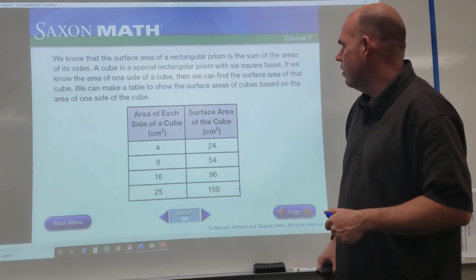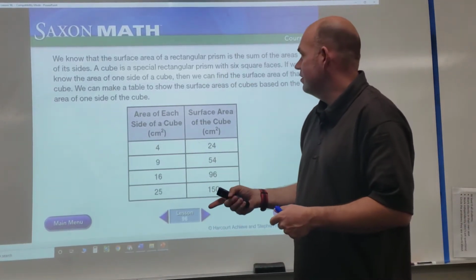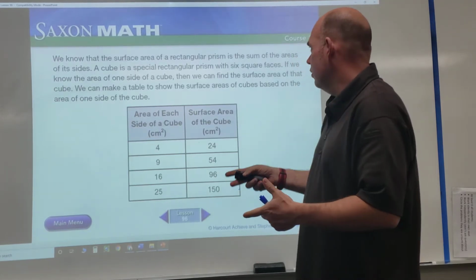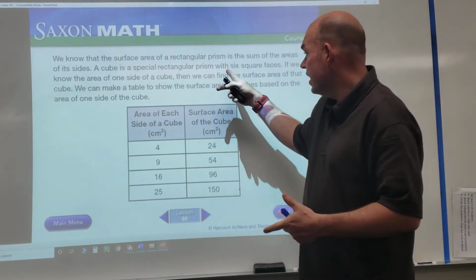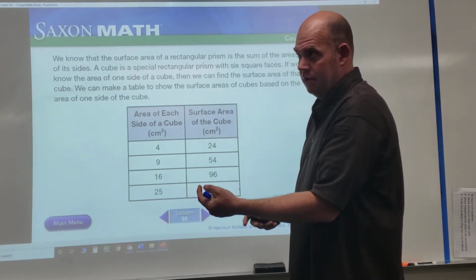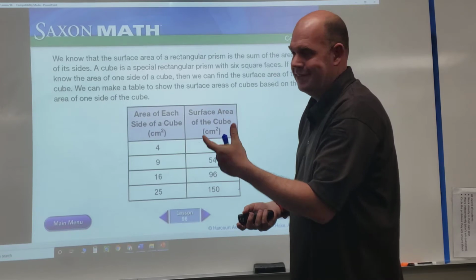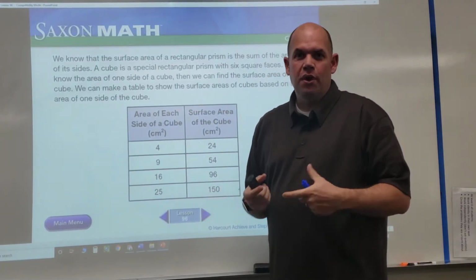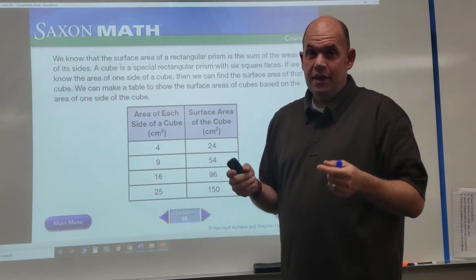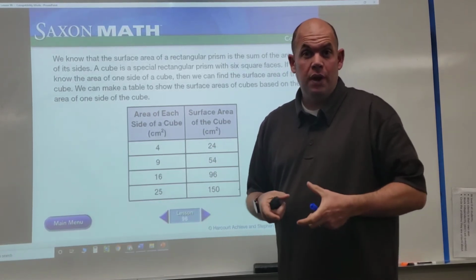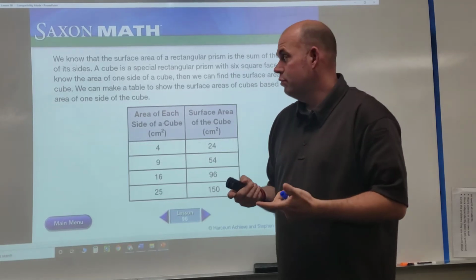We know a surface area of a rectangular prism is the sum of the area of its sides. So if we look at a cube, for example, it has 6 sides. We've got the front, the back, the top, the bottom, and the 2 sides. That's 6, and that's always going to be the case. So in every cube, it's going to be 6 times whatever the surface area is of the square. So it will always be the same.